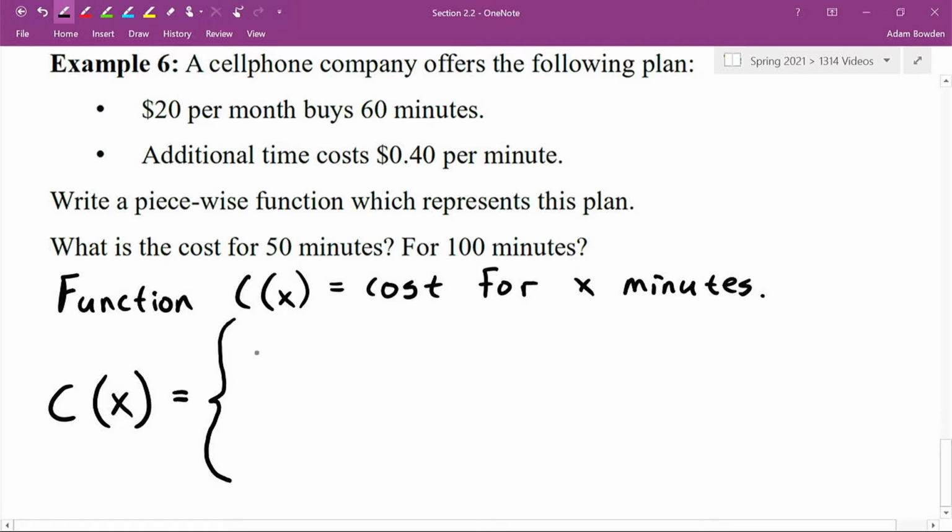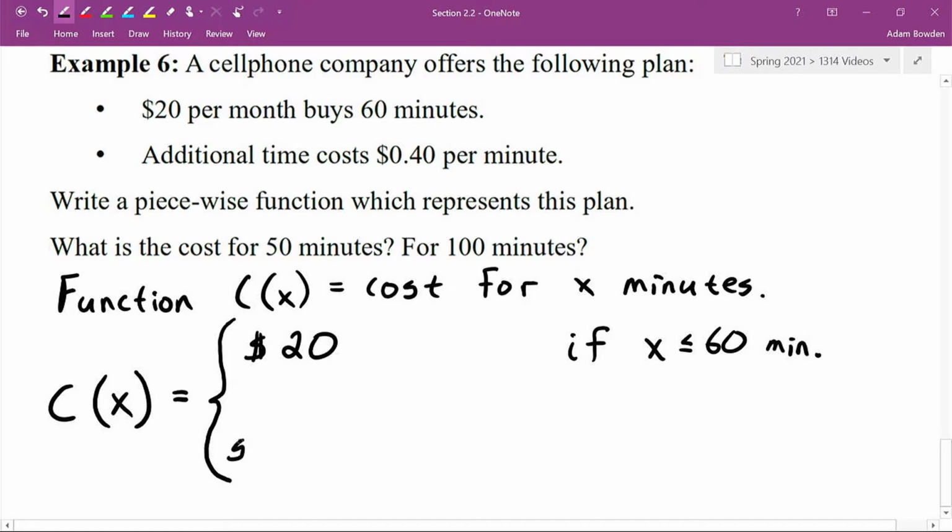And up on top, I'm going to put the first situation that could be paid for. It says it could cost $20, but that happens if the number of minutes is 60 minutes or less, because it buys 60 minutes. So we write that as $20 if x is less than or equal to 60 minutes. And that's the first part.